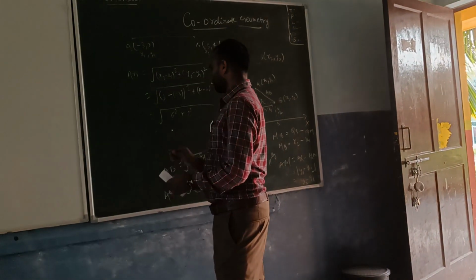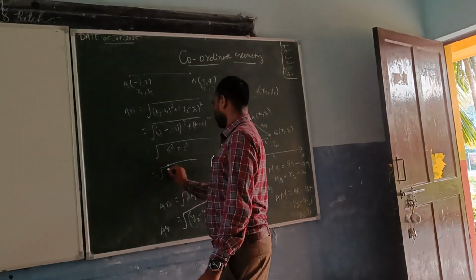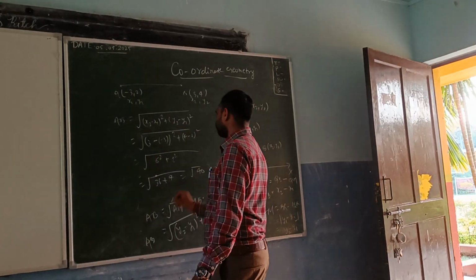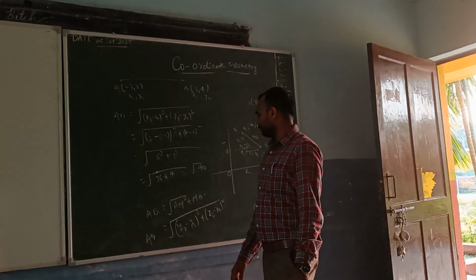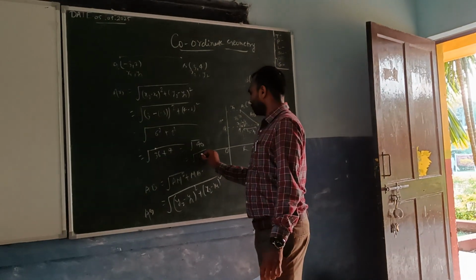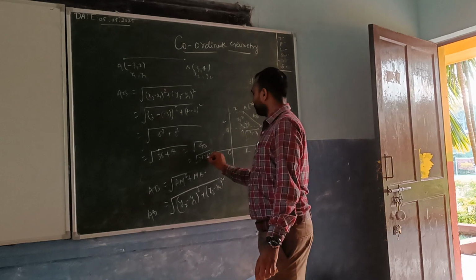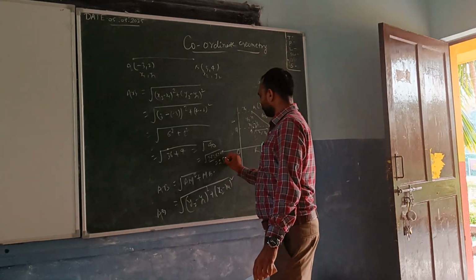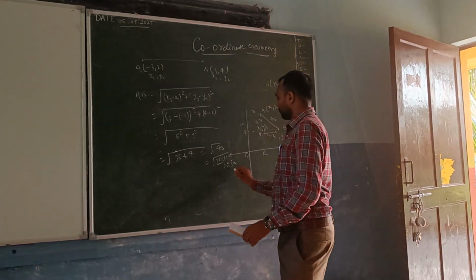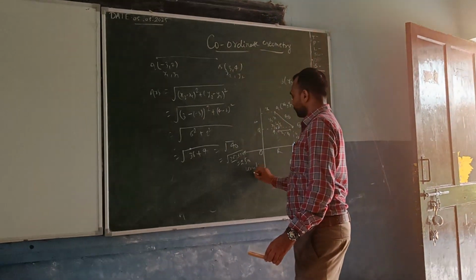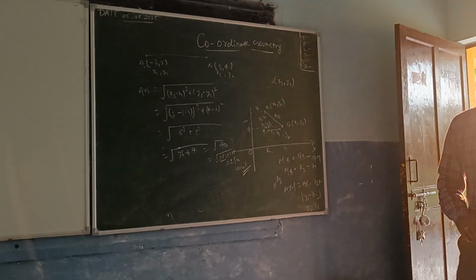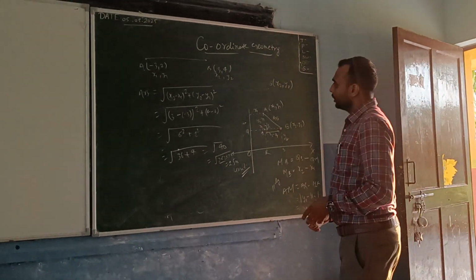What is the value of 6 square? That is 36, plus 4, that is root 40. You can just leave this, or you can factorize 40 as 2 into 2 into 2 into 5. A pair of 2 will come out, and the answer is 2 root 10 units. Since this is distance, we write it in units. See, in this way we can find the distance between any two points.